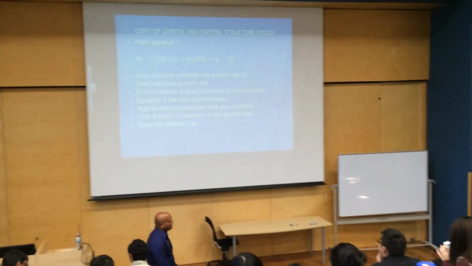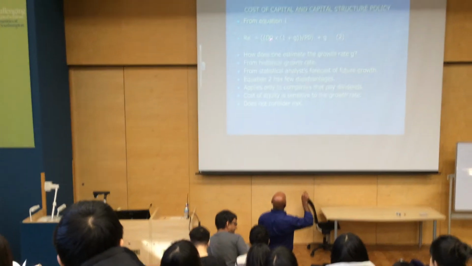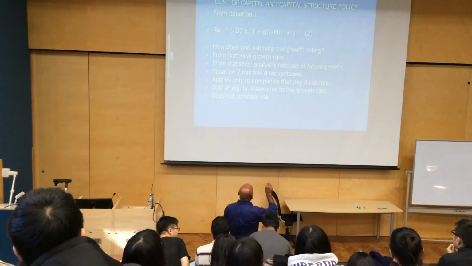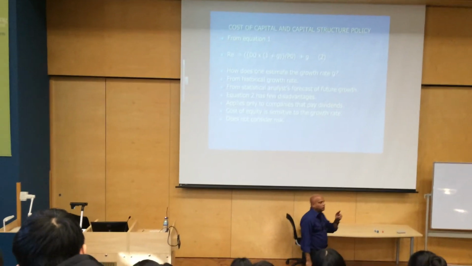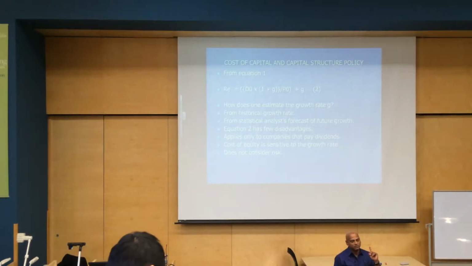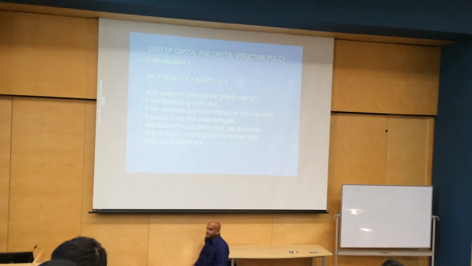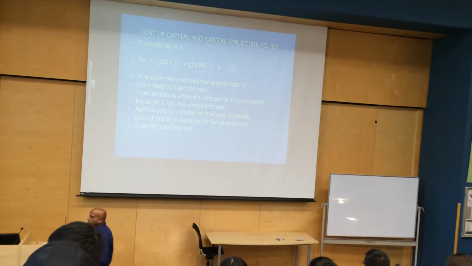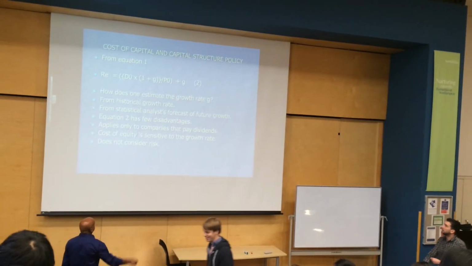Growth rate. We know this, we know that, but we don't know this at all. We want to find that out. We cannot have two unknowns in the equation. We need to have one unknown, RA. How to find G? Well, G has to be estimated. Nobody will come and give you the G that easily. How do you estimate G?